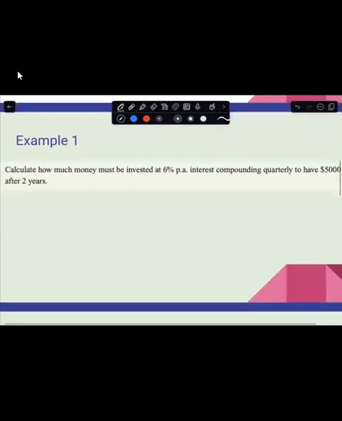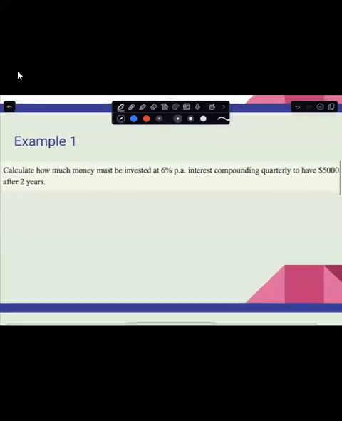Okay. Example number 1. Calculate how much money must be invested at 6% per annum interest, compounding quarterly, to have $5,000 after 2 years. A trick, which I have spoken about before, is to write down PV, FV, r, and n. This is a good strategy if you're doing an exam.